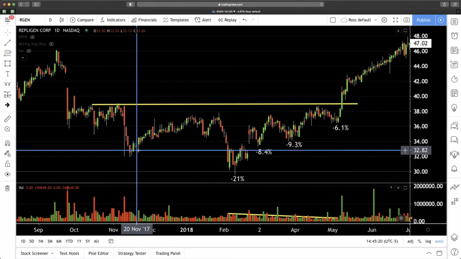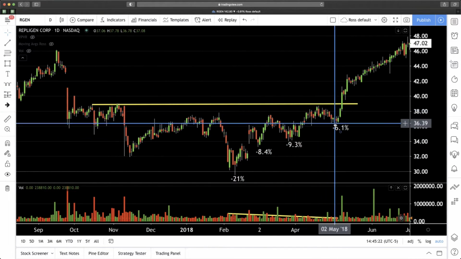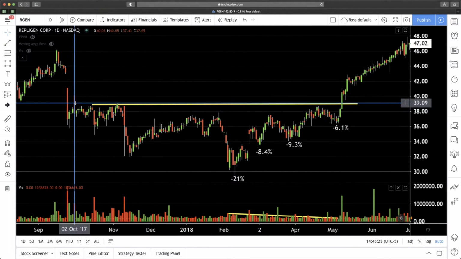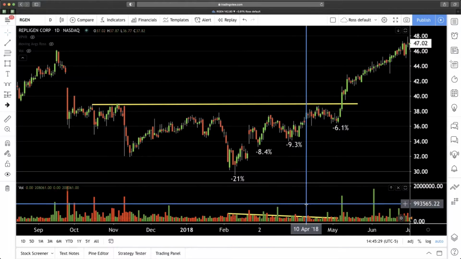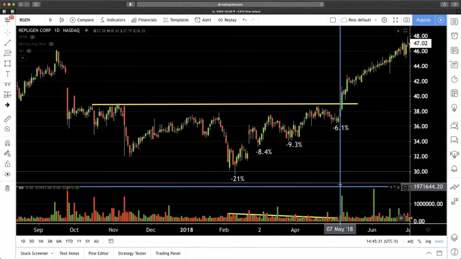All right. We've got shallower and shallower dips, meaning decreasing volatility. We've got clearly defined resistance here at $39. We've got decreasing volume in the daily below. And then we get our breakout day.